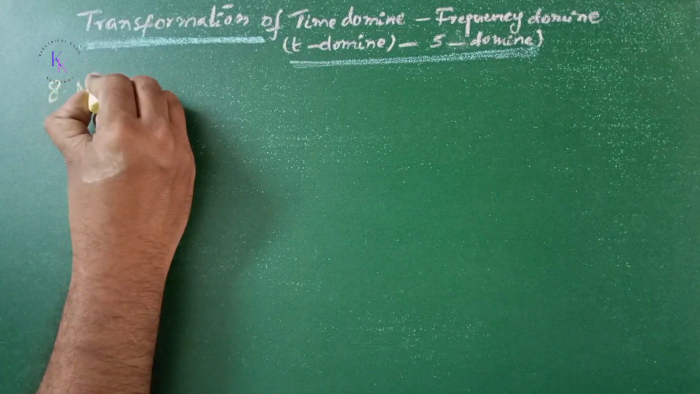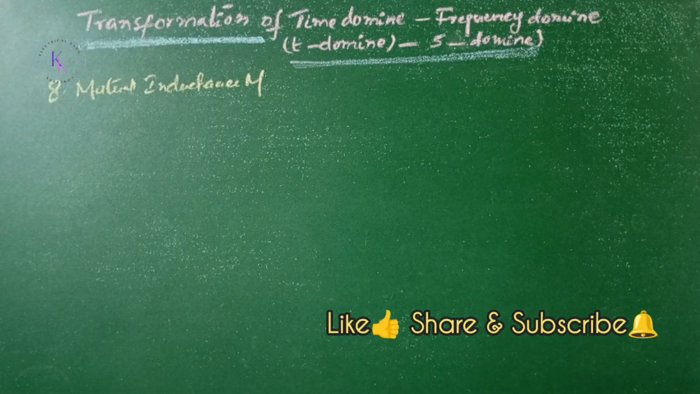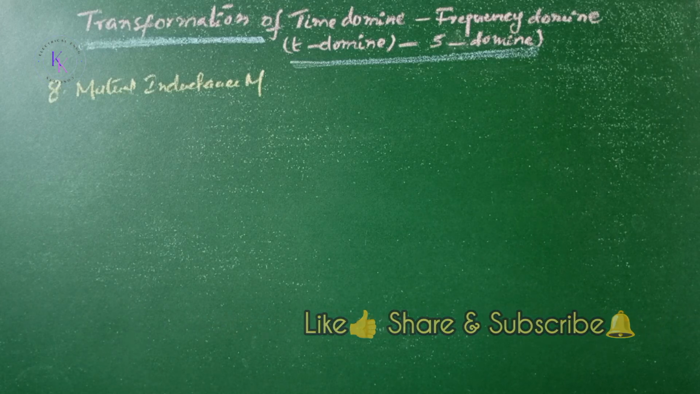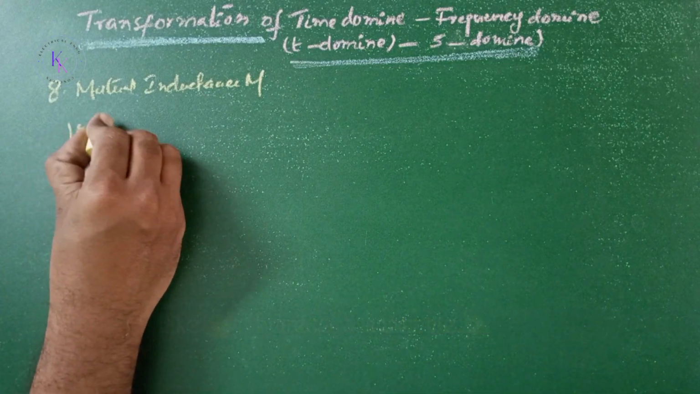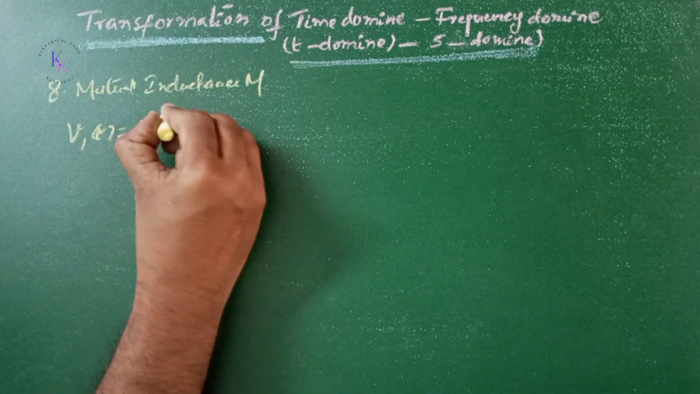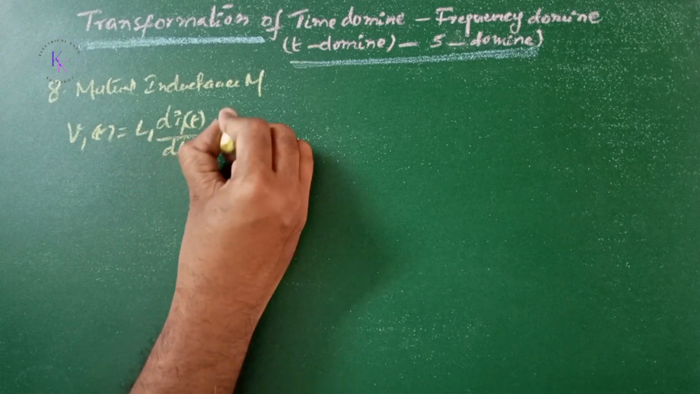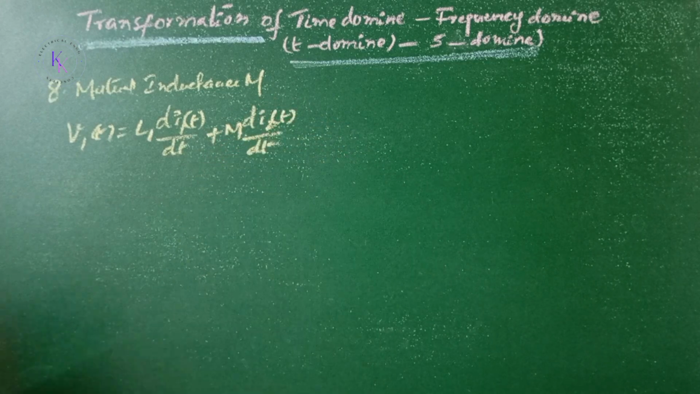Eighth, mutual inductance M. Mutual inductance between the two coils being M, the currents for each coil are I1 and I2, self-inductances L1 and L2, and the voltage drop in each link of the coil is given by V1 of t equals L1 dI1 of t divided by dt plus M dI2 of t divided by dt.